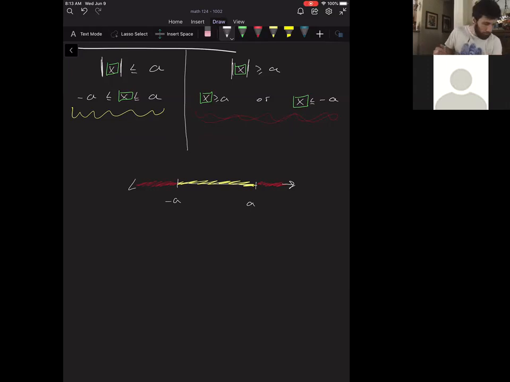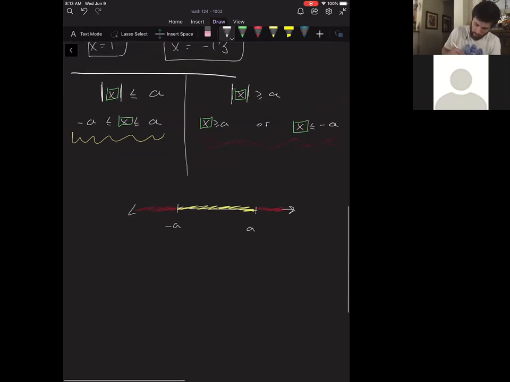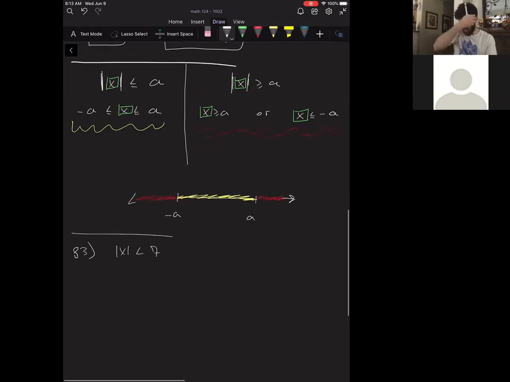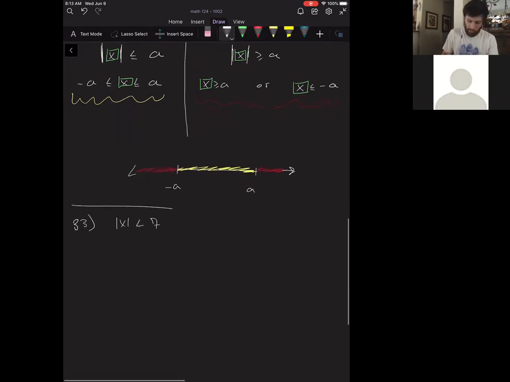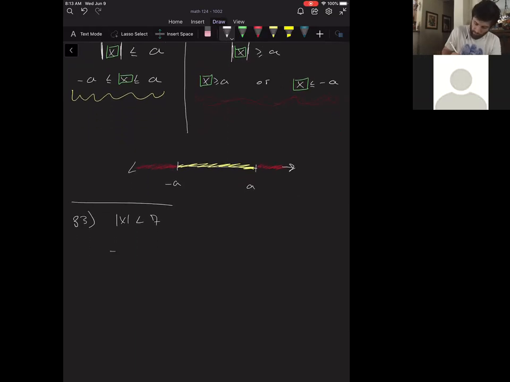So let's do just 33. Let's start with a basic one. Here we want to solve the absolute value of x is less than 7. Basically, how this setup is, it's on the top left. We have the absolute value being less than something. So all this means is we just do minus 7, less than x, less than positive 7. And in this particular problem, there's really nothing else to solve.